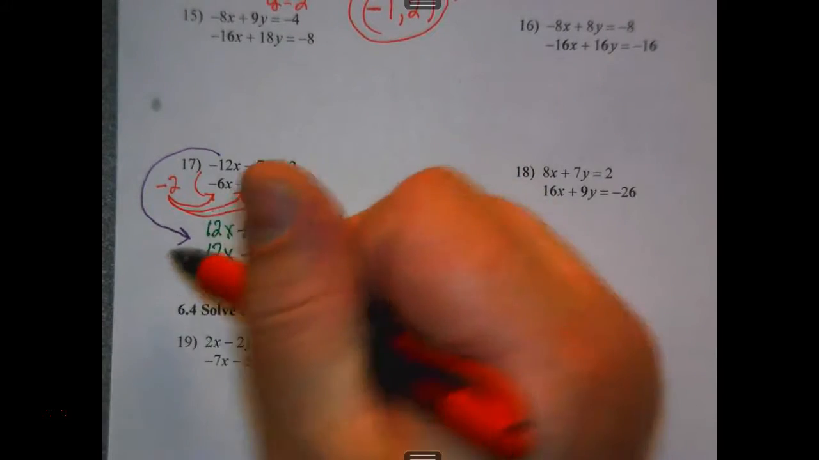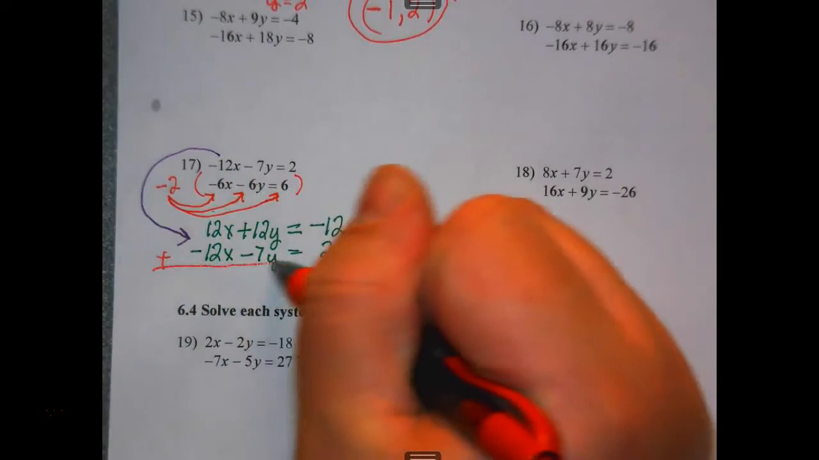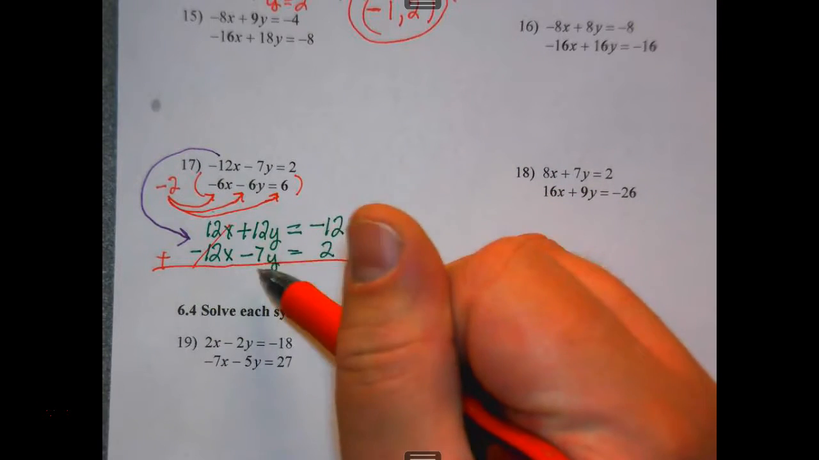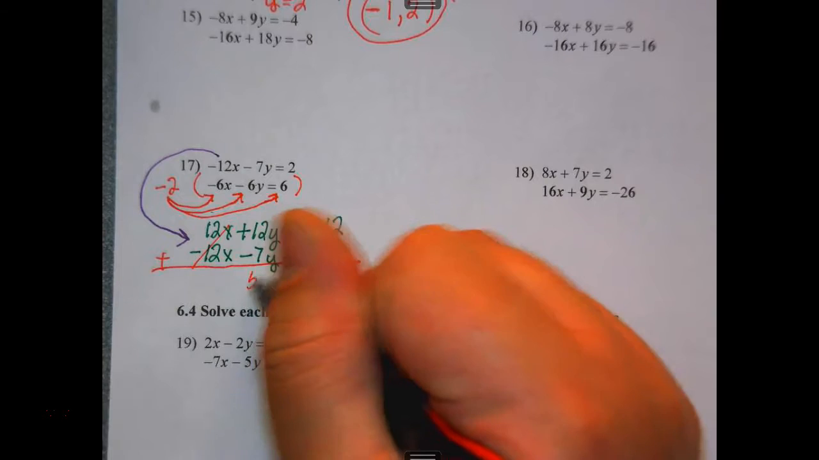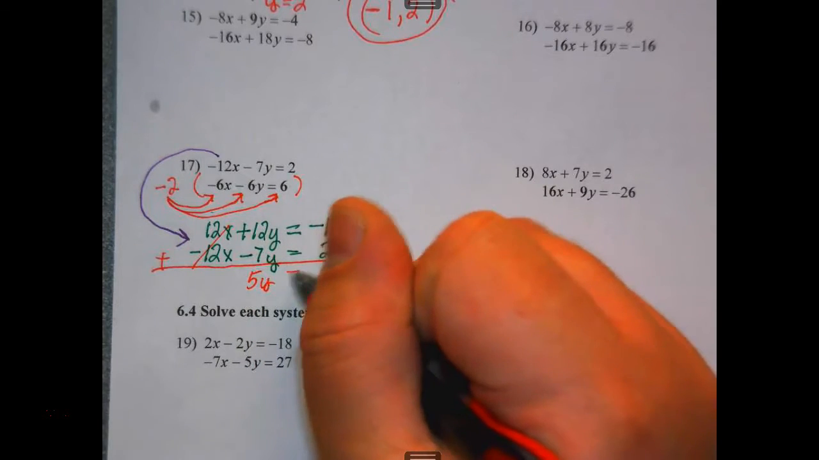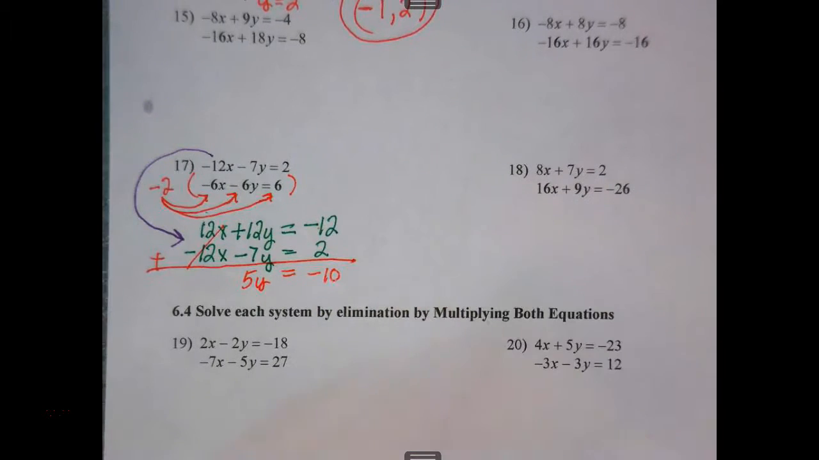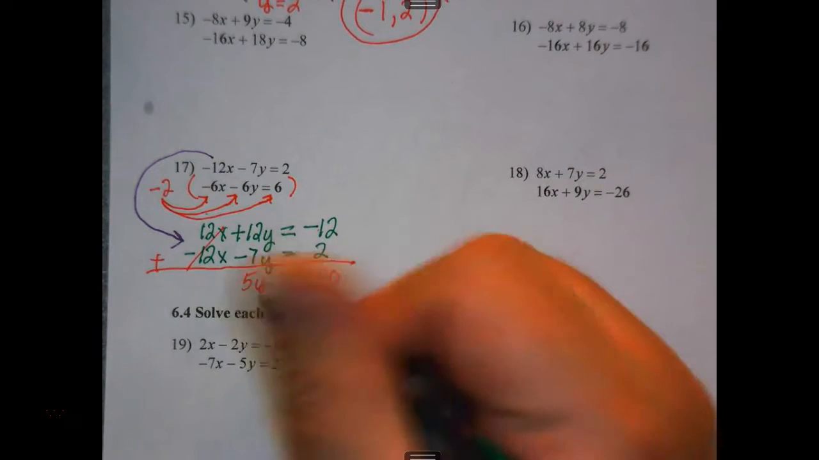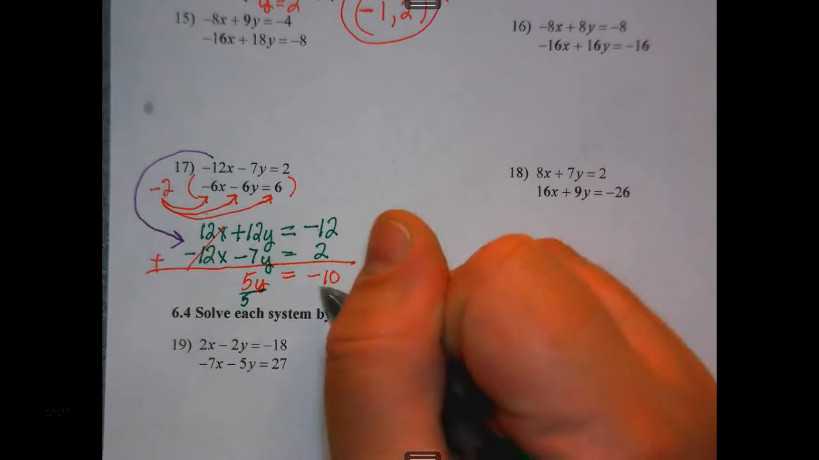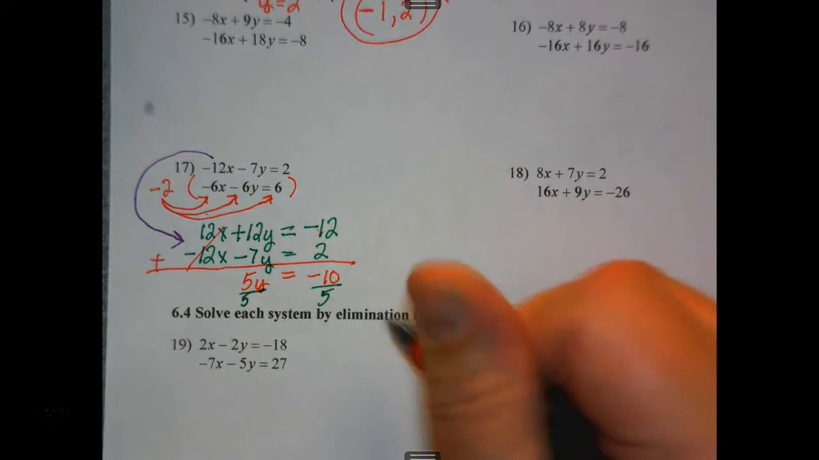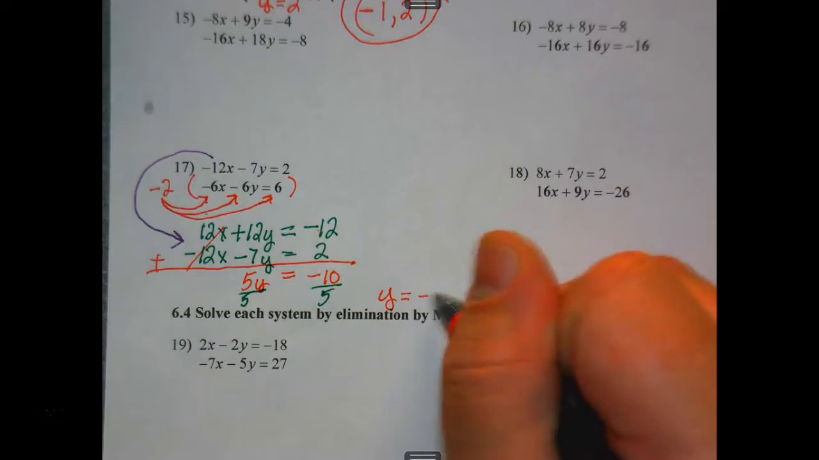Add them together. See, these eliminate to 0. 12y minus 7y is 5y. Negative 12 plus 2 is negative 10. Divide by 5, and I get y equals negative 2.